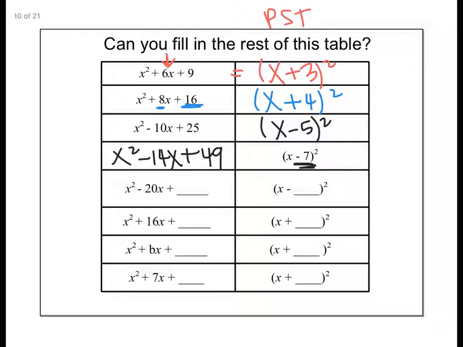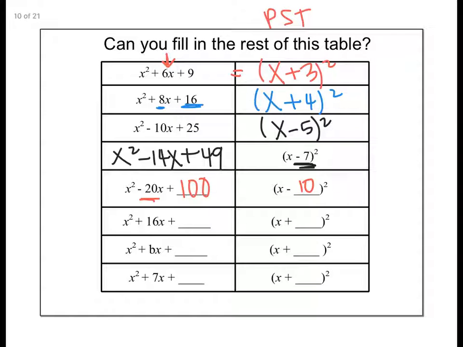Alright, moving on to the next one, x squared minus 20x plus blank. And on the right side I have x minus blank. Well, I know that I need to take half of my b term of negative 20 to get minus 10 here. And then I know I need to take minus 10 and square it, which gives me 100 here. So I can still fill in some missing puzzle pieces here.